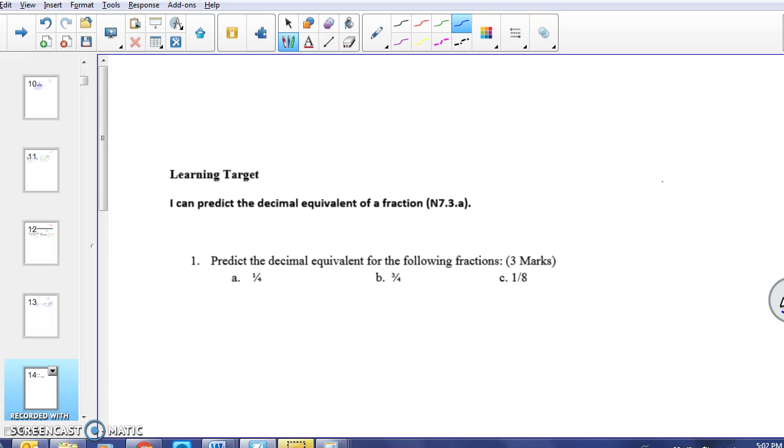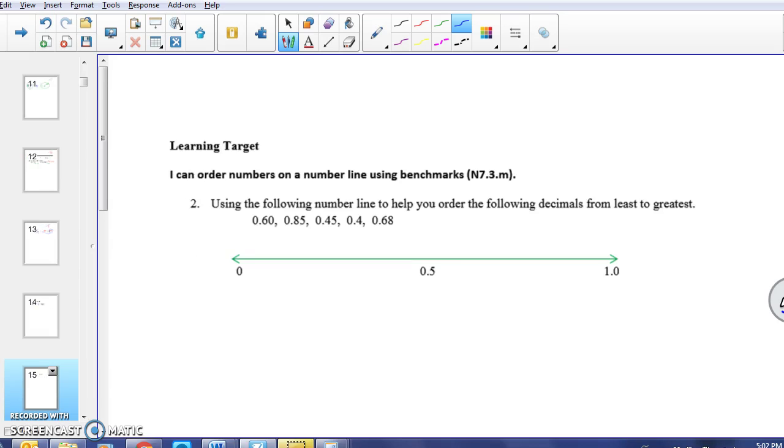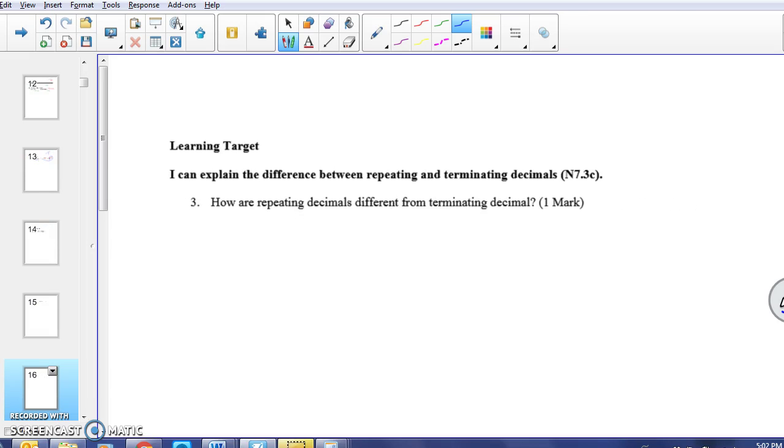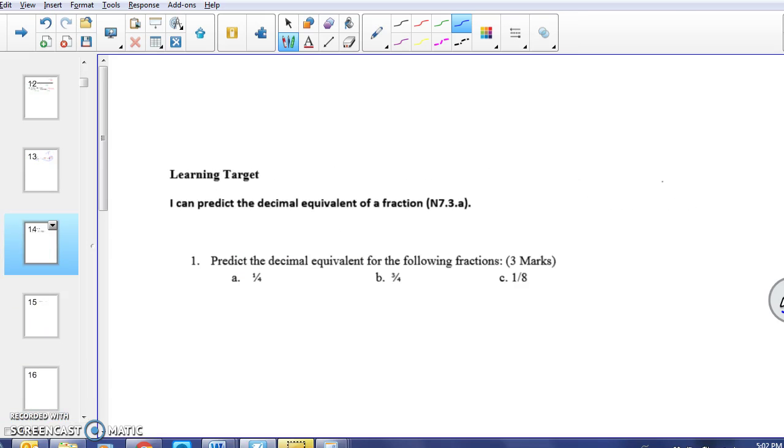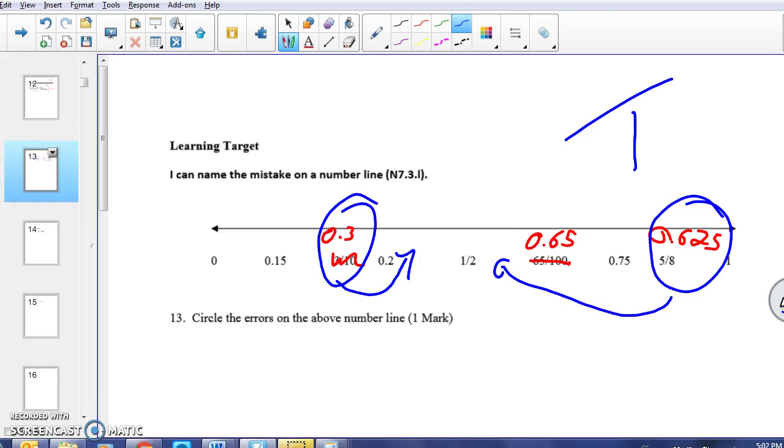Predict the decimal equivalent for the following fractions. Is that not the first question? Oh, and somehow we started over. Okay, so that's the end of your test.